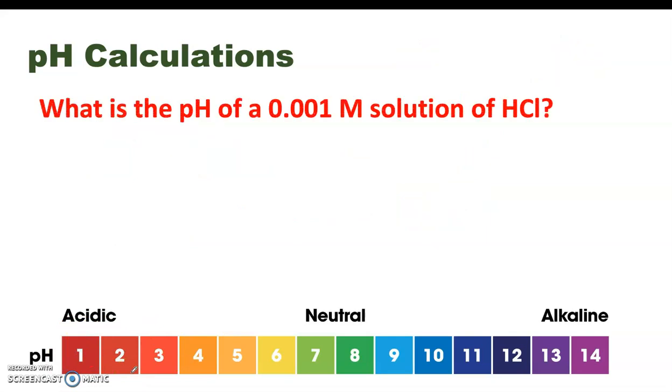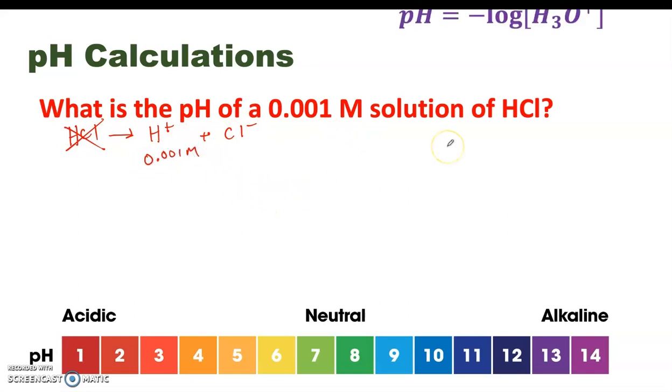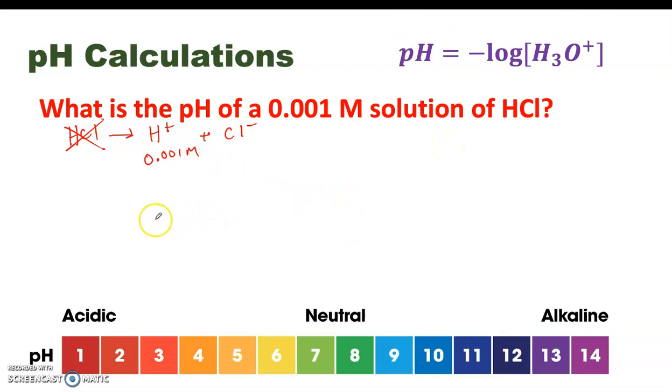What is the pH of a 0.001 molar solution of HCl? You should pause the video, try this on your own. It's very similar to what we just did. So again, remember HCl breaks up into H plus and Cl minus. So again, all of this is gone. So that means that the concentration of H plus is 0.001 molarity. So I plug that into my equation. pH equals negative log.